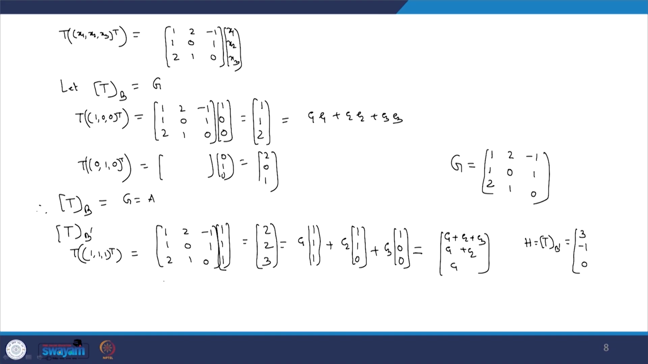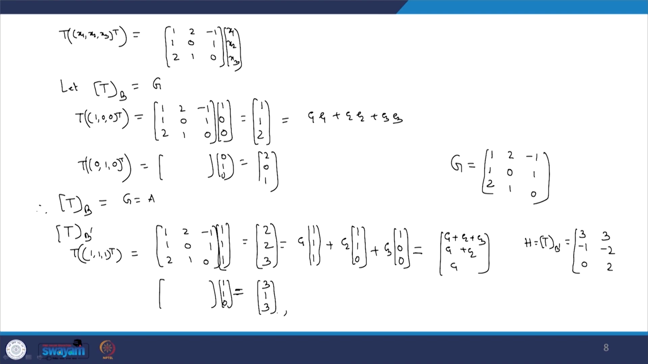Now, again this matrix when operating on the second one, that is 1 1 0, this will give me 3 1 and 3. So, this is again equal to the same C1 plus C2 plus C3. So, this implies my C1 is equal to 3. So, again I am getting 3, okay, and C1 plus C2, that is equal to 1. So, C2 is equal to 1 minus C1, 1 minus 3 is equal to minus 2, and next C3 is equal to 2.